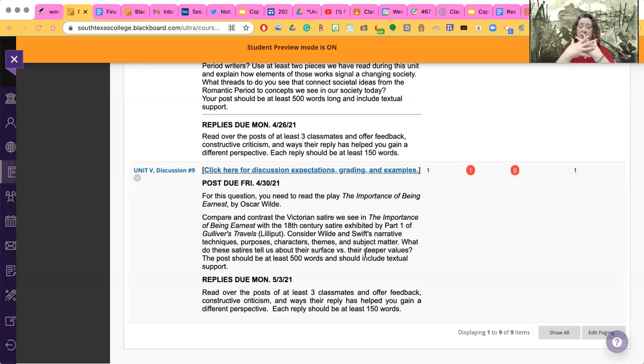So you have to mesh them. You have to say, this is similar, this is not similar. You have to draw all that out. Putting two things side by side is not compare and contrast.